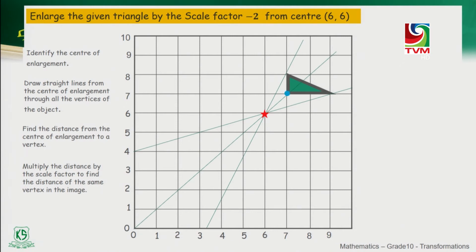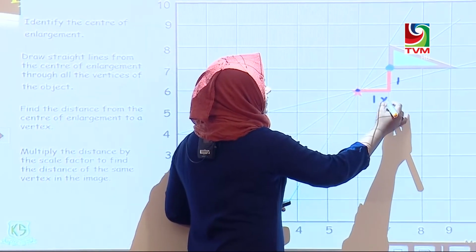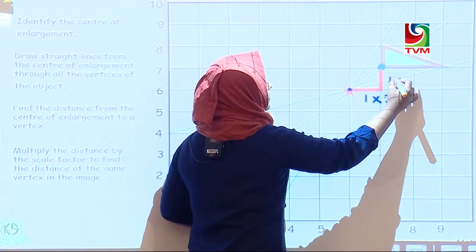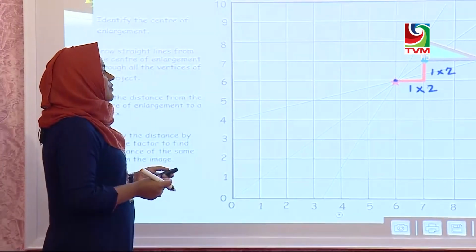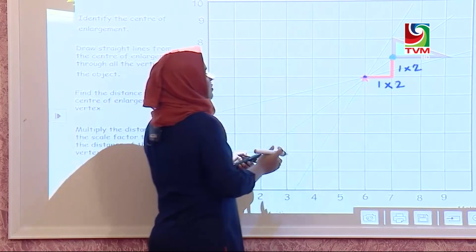Now identify a point on the object. Check the distance from the center of enlargement. Here to this point, if we check the distance from the center, we have across 1, vertically also we have 1 square. Now multiply it by the scale factor. Scale factor is 2. We are going to ignore the negative sign and multiply by the value 2. Now the distance we know 1 multiplied by 2 is 2. So across 2 squares, vertically also you will have 2 squares.